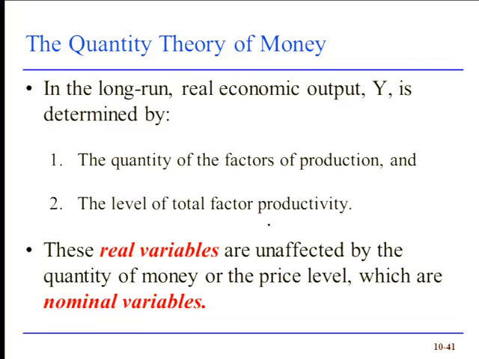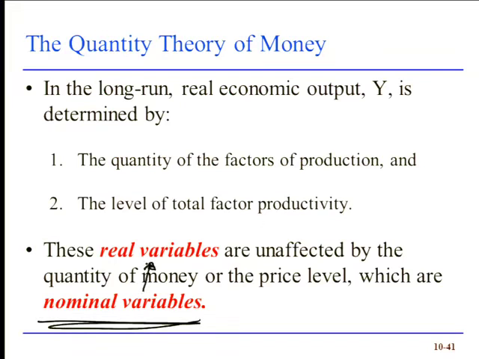Economic output is what we call a real variable, right? It's adjusted for changes in prices. That's why we call it real, right? Labor is a real variable. Capital is a real variable. In the context of the models we've developed so far, one of the things that we have seen is that nominal variables, which do include the price level, do not affect real variables.